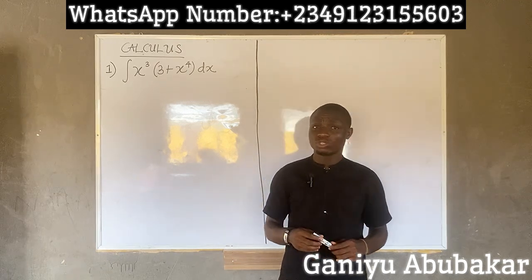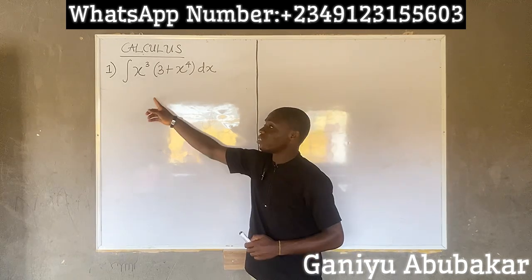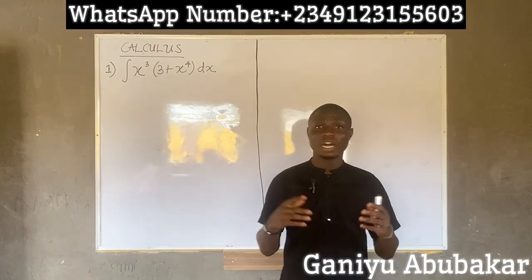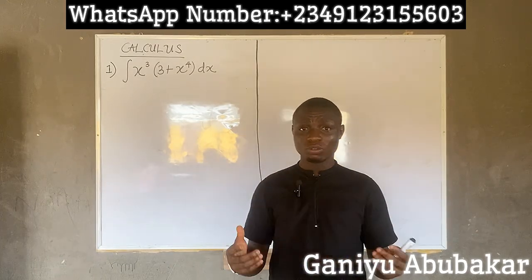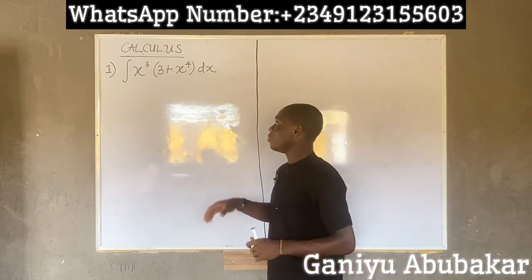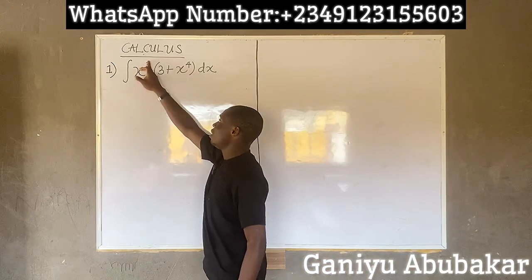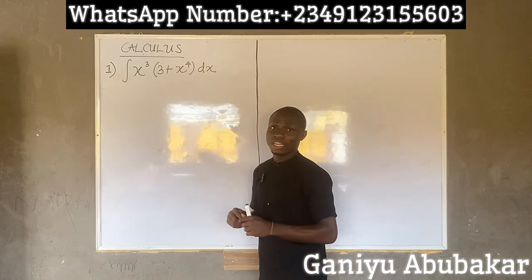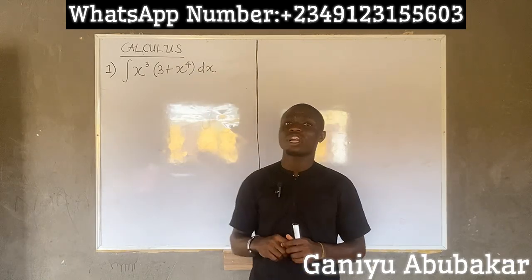Let's look at how to solve this integration question. Let's try to solve this together so we can have the experience on how to solve problems of this nature. So it says integrate x over 3 in a bracket 3 plus x over 4 dx. How do you solve this particular question?